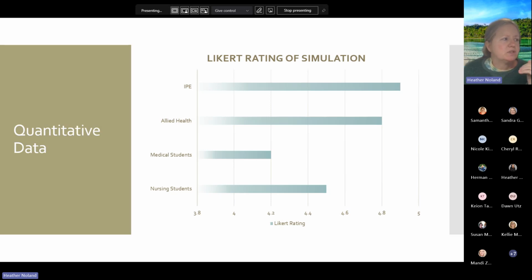You can see from this clear graph that this simulation program really enjoys interprofessional education. So you can find the value in that, in saying, you know what, if we're going to spend time doing simulation, we might need to look more at how we can get more IPE activities, because we are seeing that the students really are liking it just by this Likert scale.